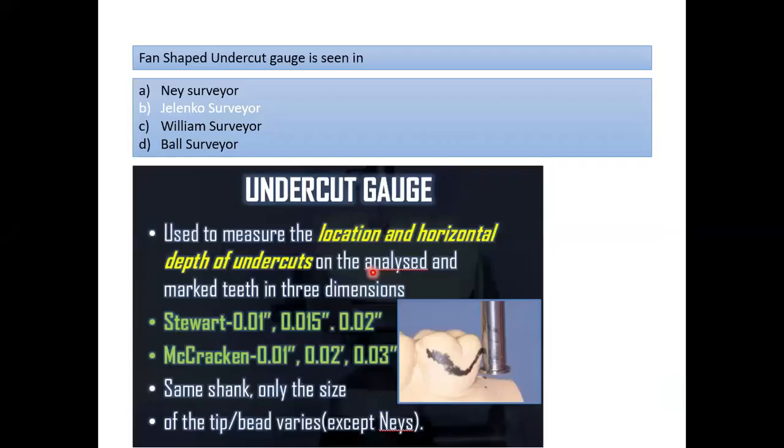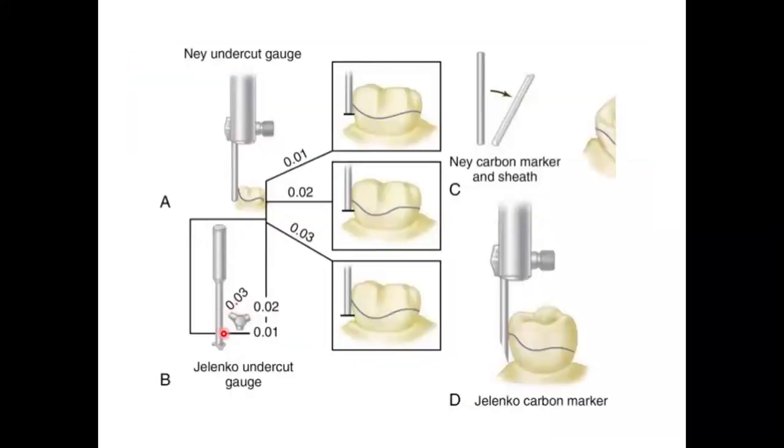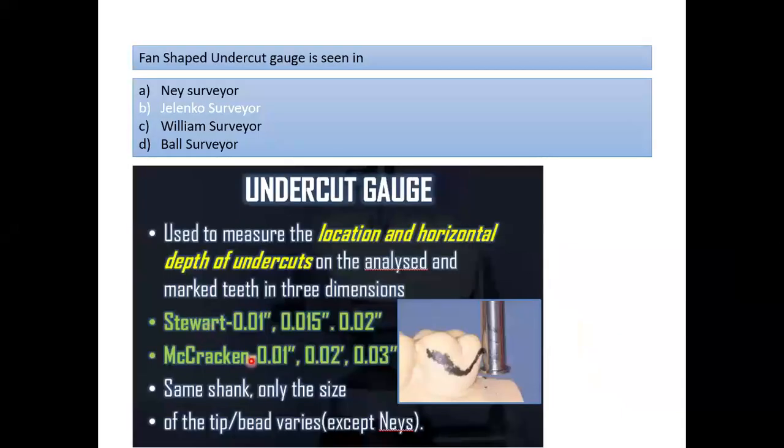As previously described, a fan-shaped undercut gauge is seen in the Jelenko surveyor, whereas in your Ney surveyor you'll have a circular beaded type. Okay, so this circular beaded kind of undercut gauge is seen in the Ney surveyor. In this fan shape, you can notice 0.01, 0.02, 0.03. This fan-shaped undercut gauge is seen in the Jelenko one.